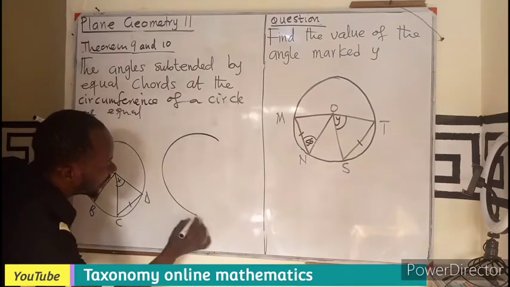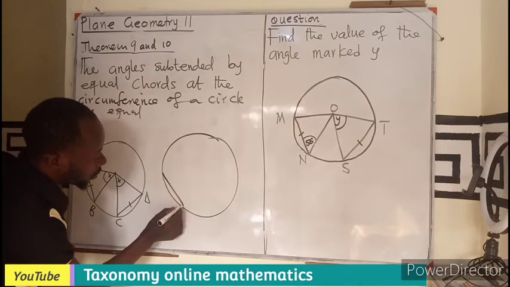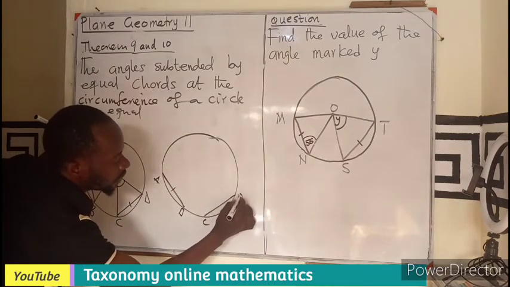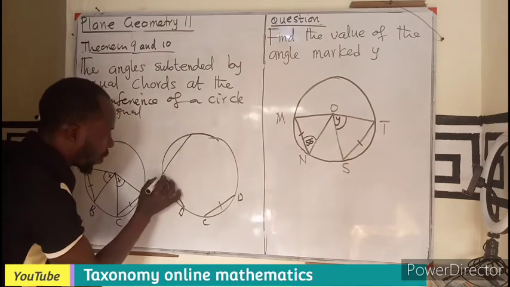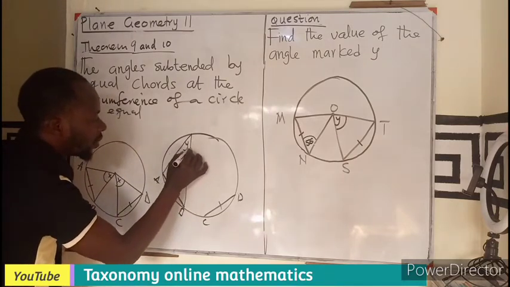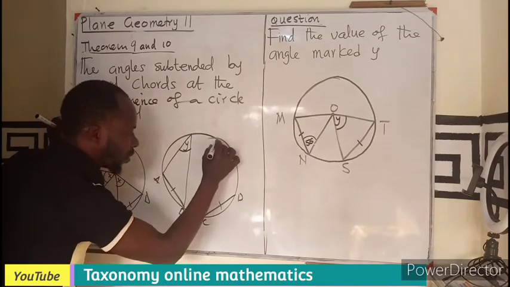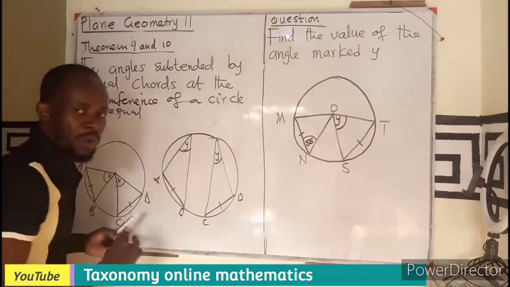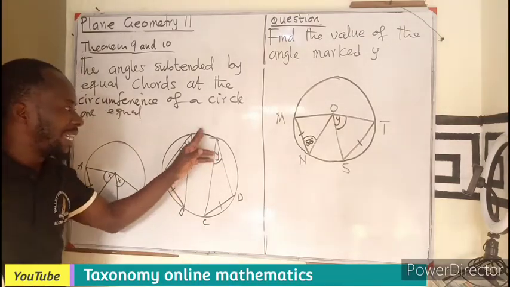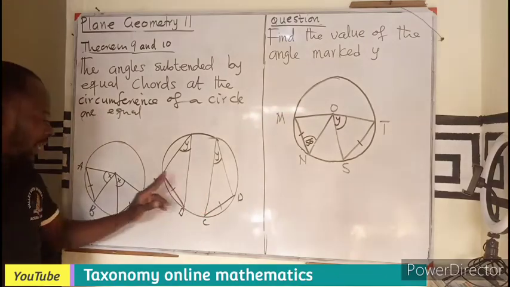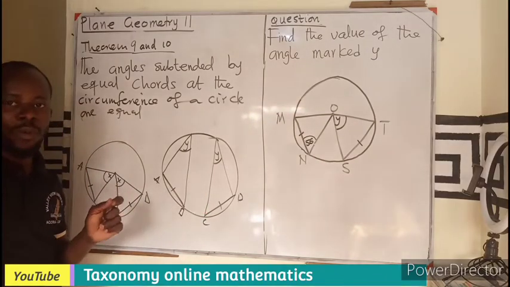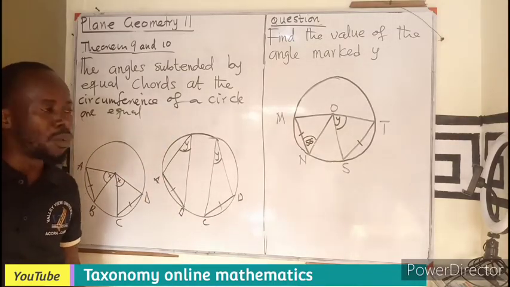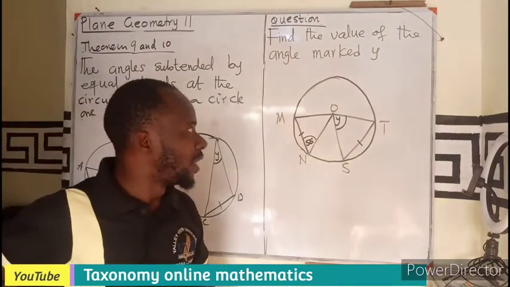That simply means that if I have a circle that has a chord AB equal to the chord CD, the angle that this chord will form here will be the same as the angle that this chord will also form here. So these equal length chords subtend equal angles at the circumference, not at the center. If it's at the center, the angles formed will be equal. If it's at the circumference, the angles formed will also be what? Equal.